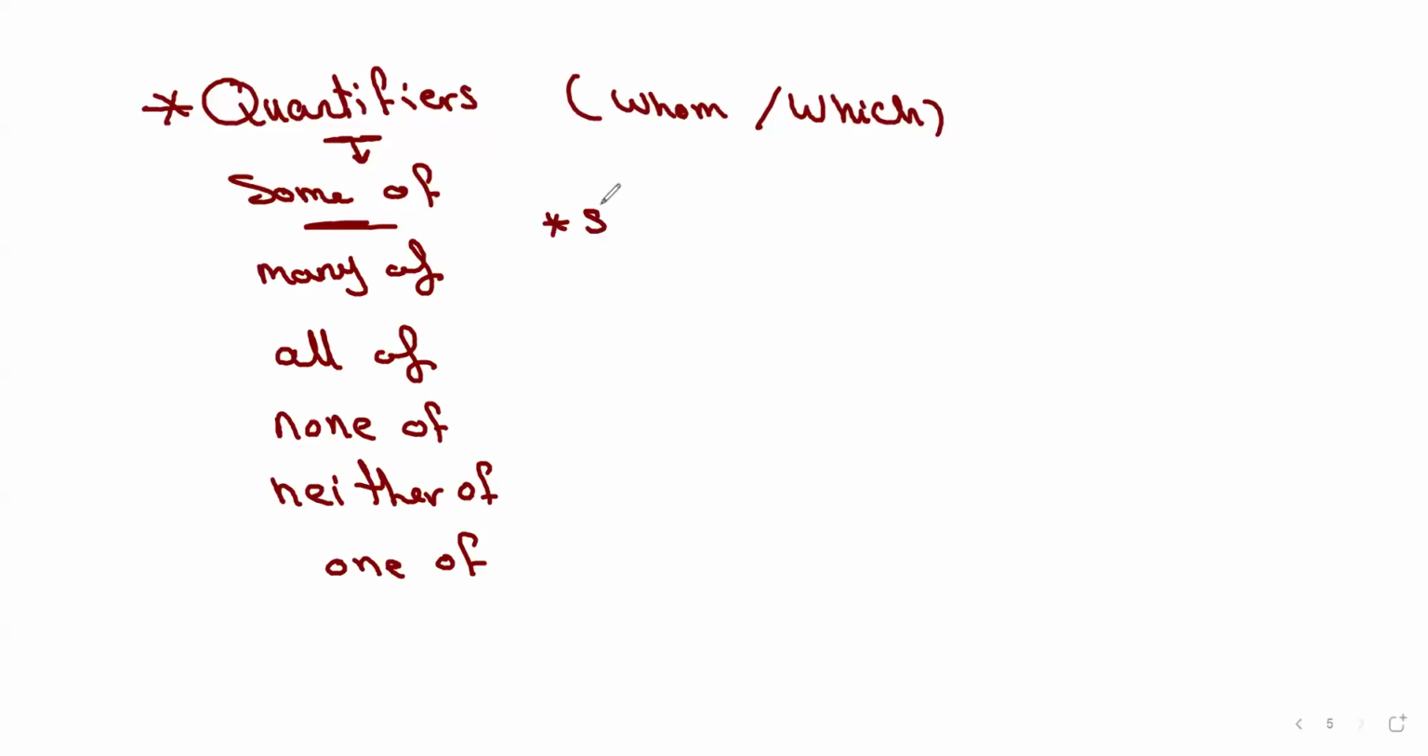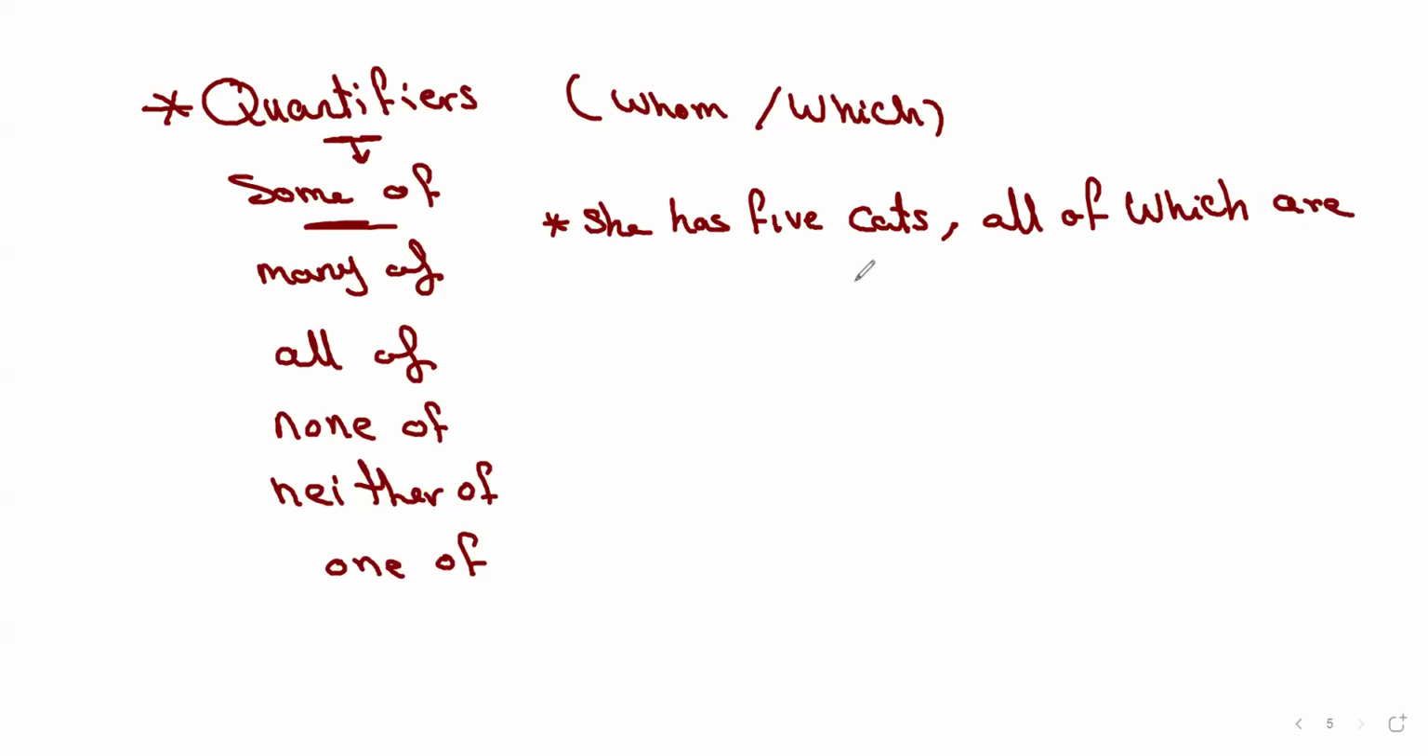For example, she has 5 cats, all of which are rescue animals. So I use the quantifier all of before which. Okay.